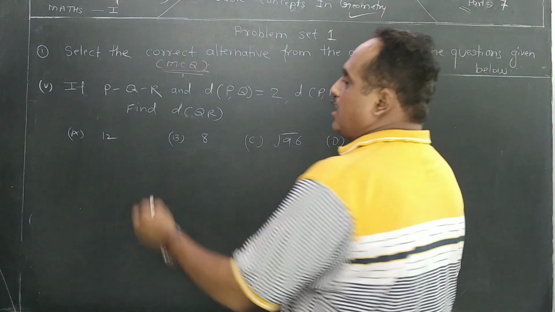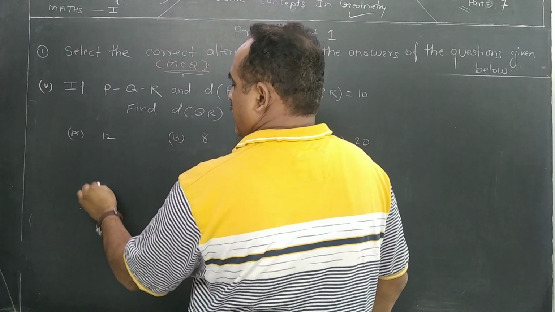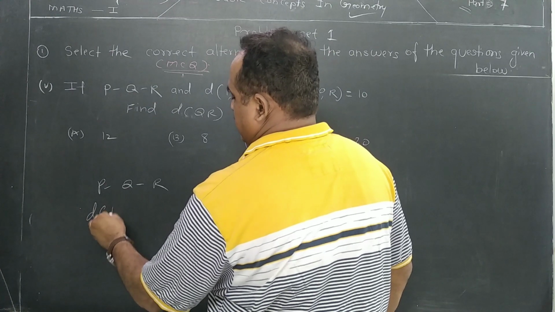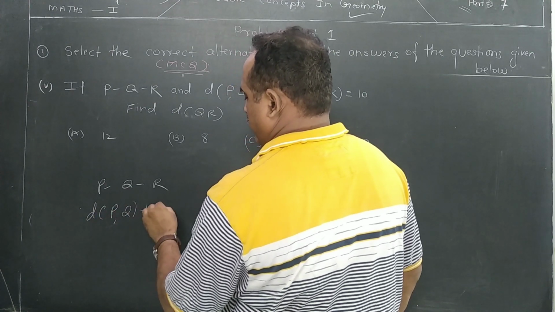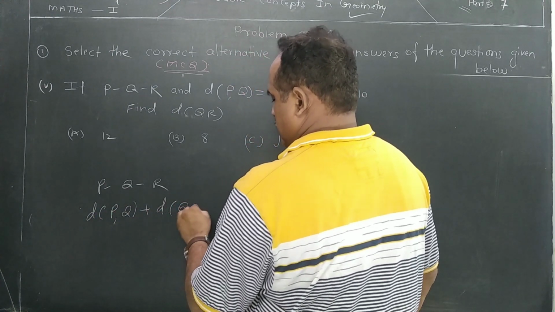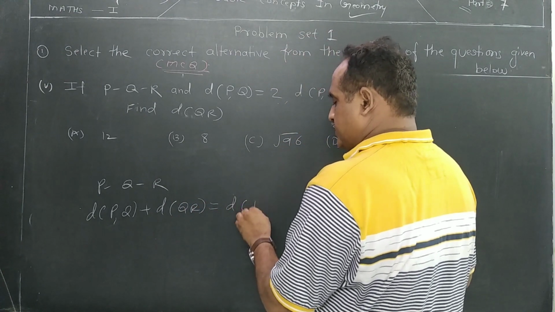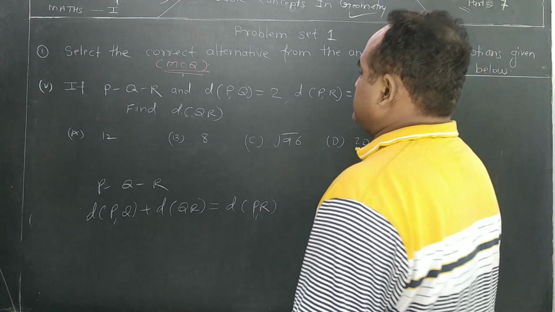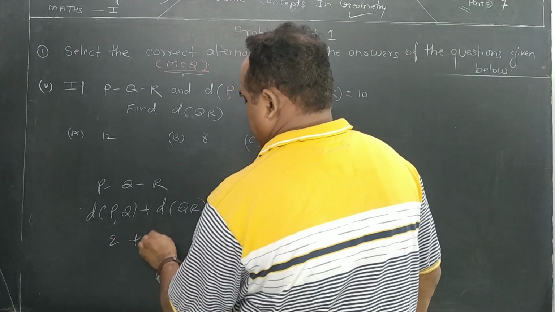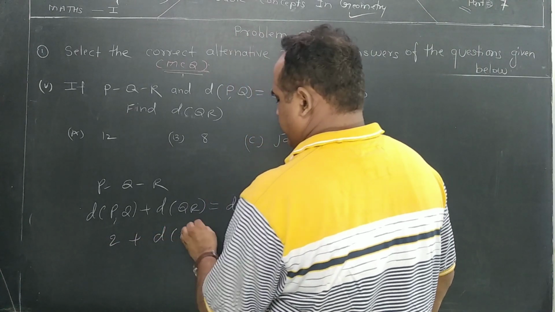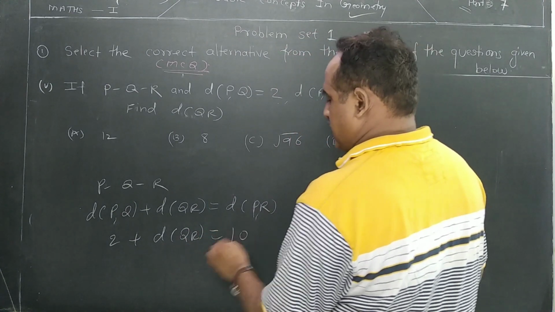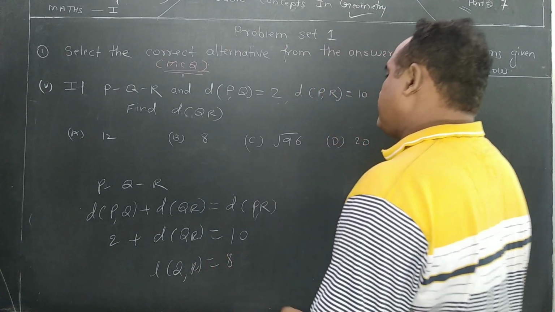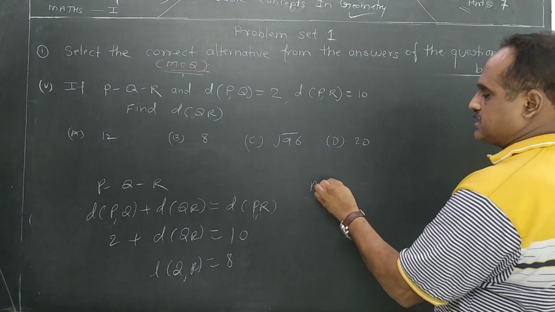So the better way: you have got this, right? P, Q and R are collinear points. So distance PQ plus distance QR is equal to distance PR. Distance PQ is 2, distance QR we are going to determine, and the total is 10. So distance QR will be how much? 8, right?